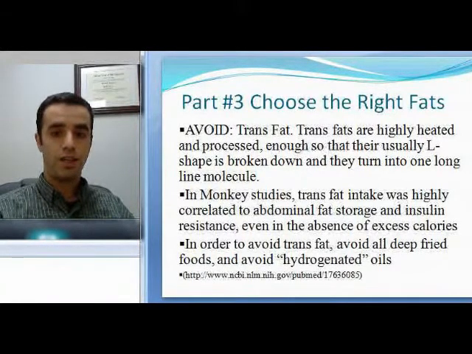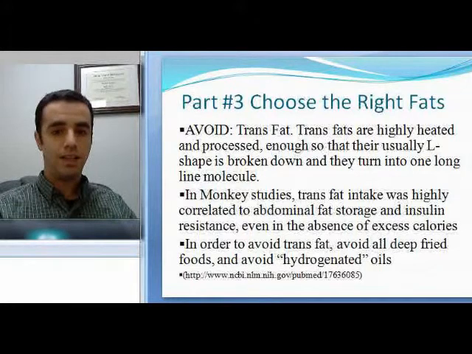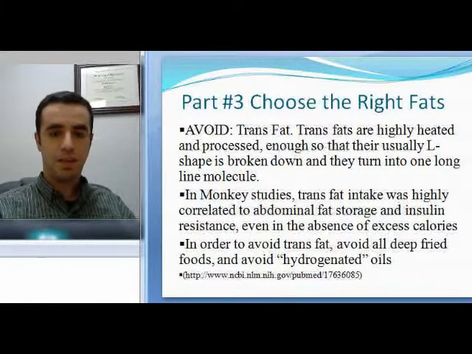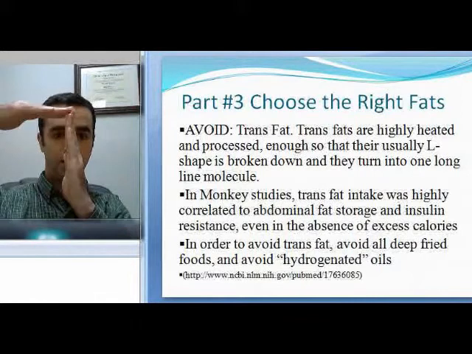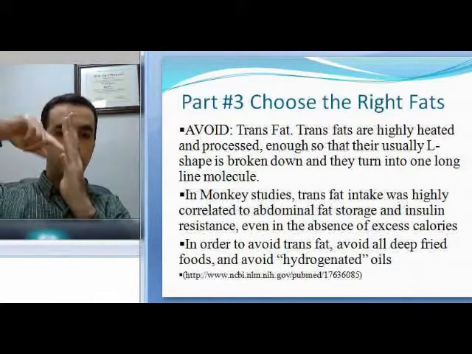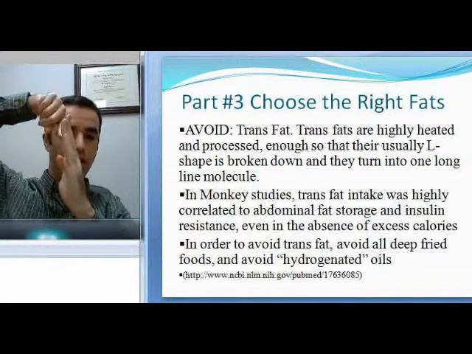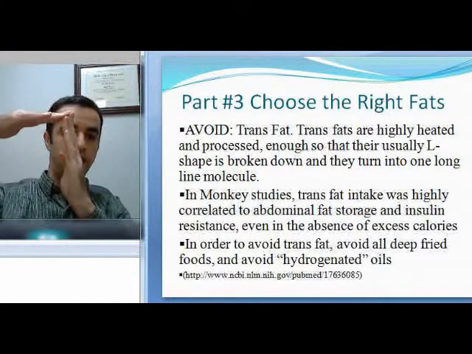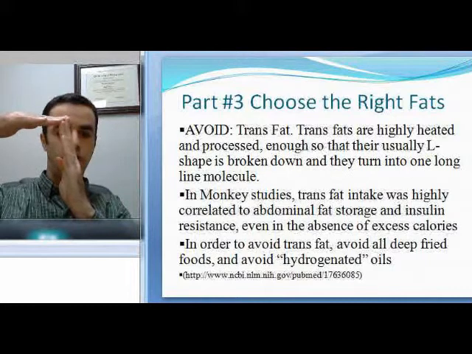Trans fats are highly heated and processed, enough so that they're usually L-shaped molecules. This is getting a little science-y. But what it means is that fat molecules are most often occurring in L shapes, or just kind of like a curve. So if you take a look at my screen right here, you might have carbon, hydrogen, and oxygen, and molecules kind of going up and down the curve here and coming along the edge of my hand here. So carbon, hydrogen, oxygen, and then there's a little split at this little place at the middle.